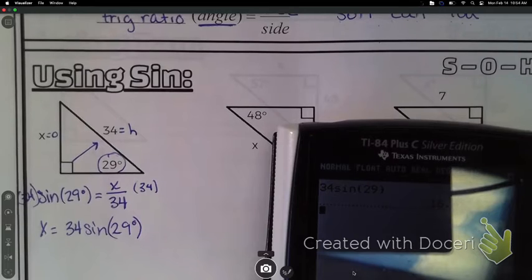How do we get it out of this? So you have 34 sine of 29. Make sure you do your parentheses around 29. And enter.